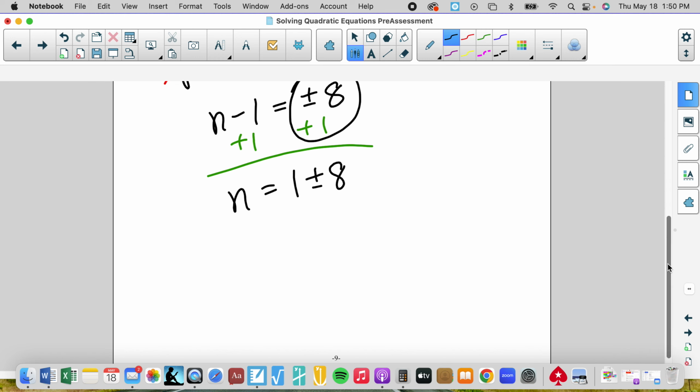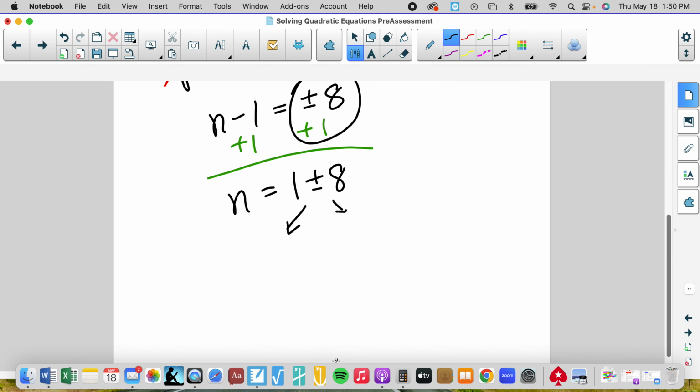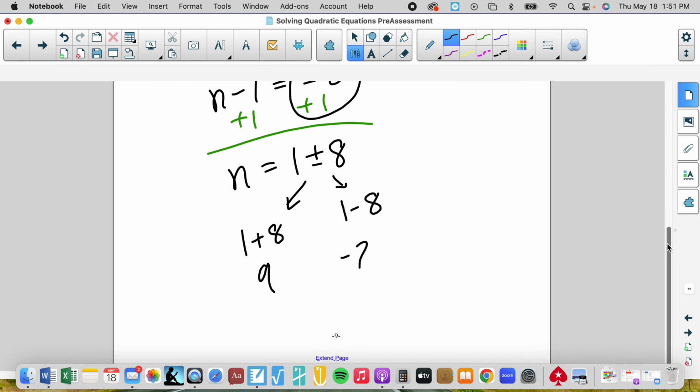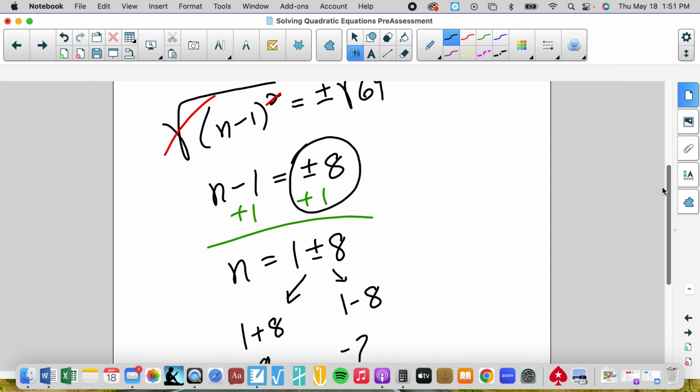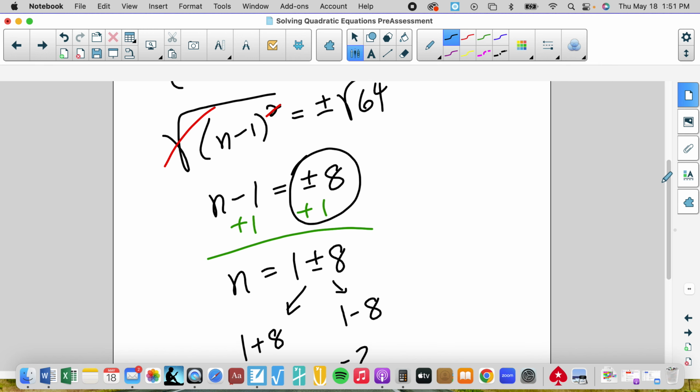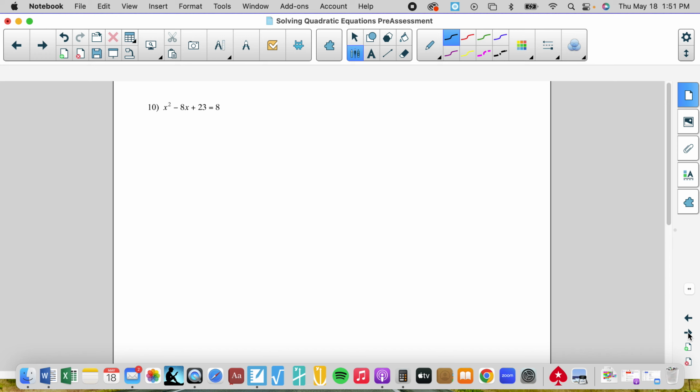So we have to separate that much like we did with our quadratic formula. So I get 1 plus 8 and 1 minus 8. That gives me 9 and -7. And we're going to put them in numerical order. And I get -7, +9. Okay? Very important, understanding that our plus or minus goes after.